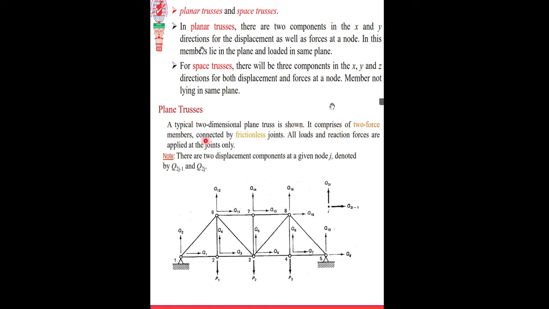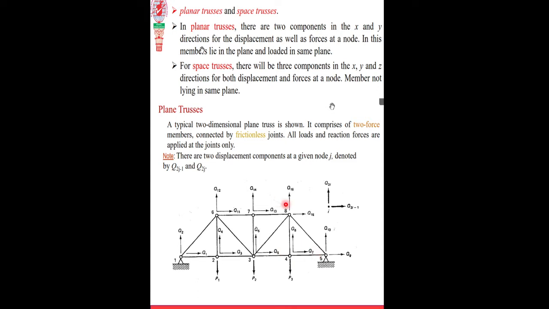It comprises two-force members connected by frictionless joints. All loads and reactions are applied at joints only. You can see the force as well as displacement are applied only at the joints. Reactions also are produced only at the joints. Therefore, this type of problem is known as plane stress. There are two displacement components at a given node, denoted Q2J-1, Q2J. You can see J stands for node number, here 5, 6, 7, 8, like that.